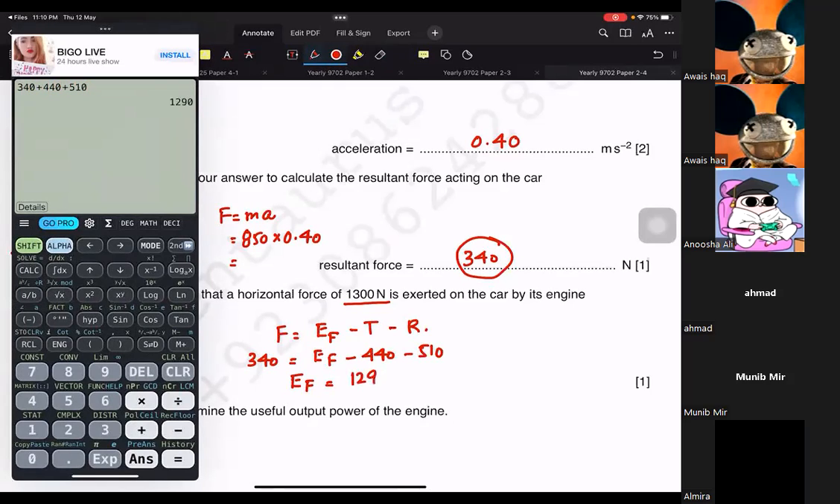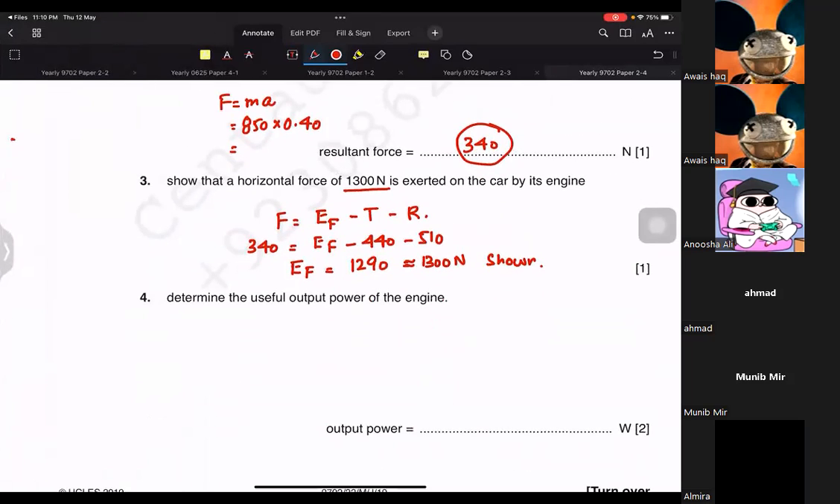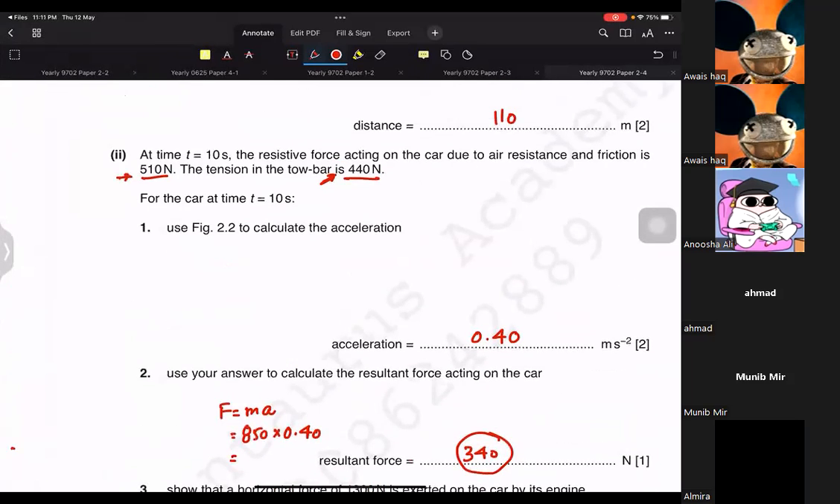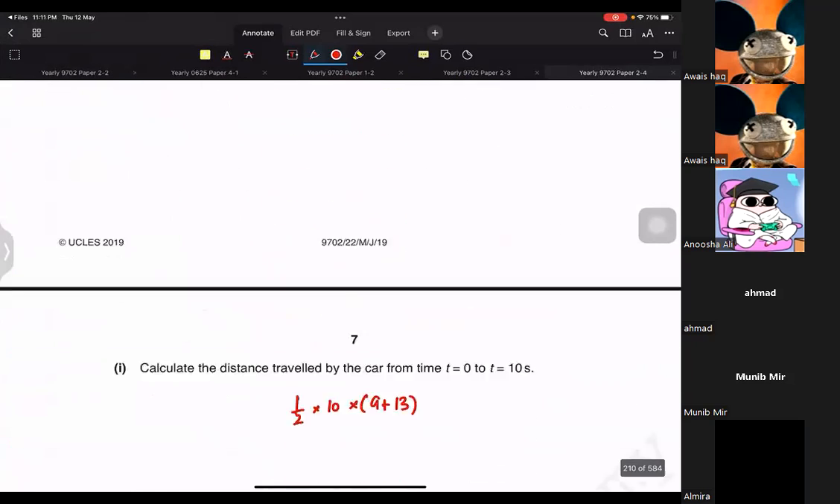So that's 1290, which is approximately equal to 1300 newtons. Now determine the useful output of the car. For power, we use this formula. We have the force from the engine as this, and the velocity has to be somewhere, at time 10 seconds, right? So at 10 seconds, the velocity is 13.